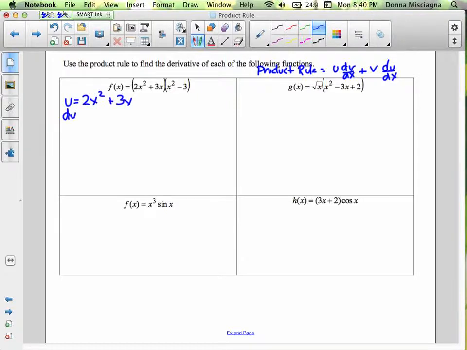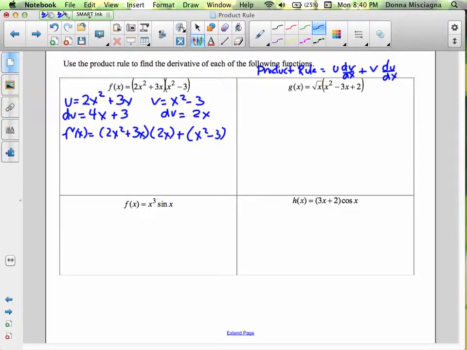The derivative is going to be 4x plus 3. And then our second term is x squared minus 3, and so the derivative is 2x. They're just using the power rule. All right, so our derivative, f prime of x, is going to be the first, 2x squared plus 3x, times the derivative of the second, so times 2x, plus the second, which is x squared minus 3, times the derivative of the first, which is 4x plus 3, and now I'm encroaching on the next box. Hopefully I won't need that space.